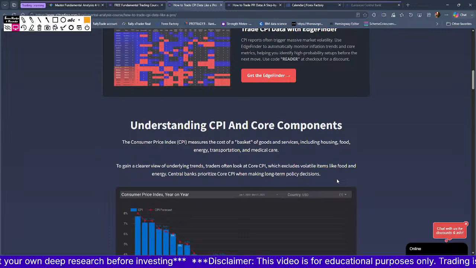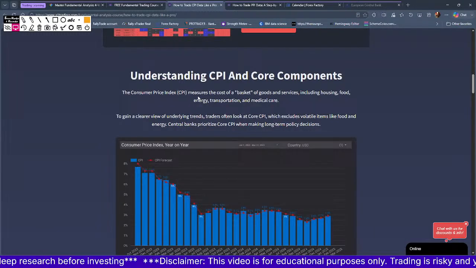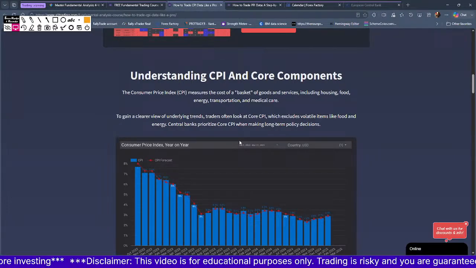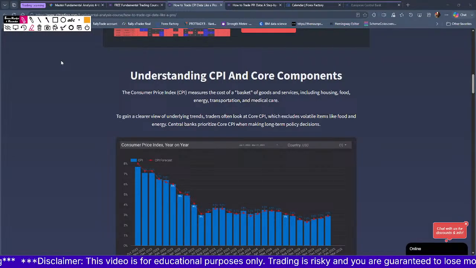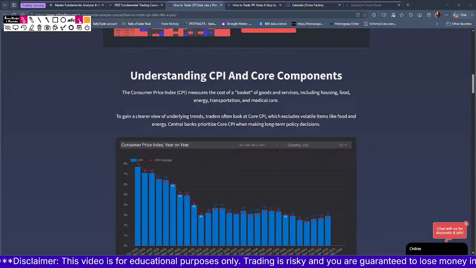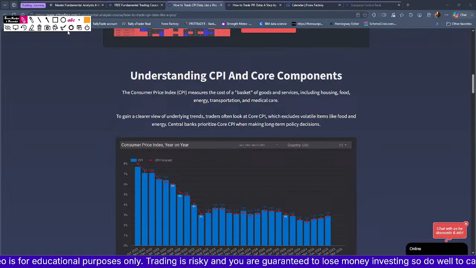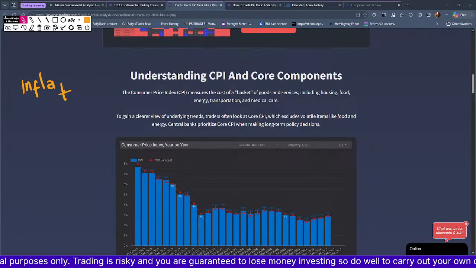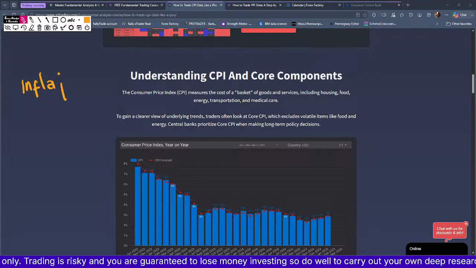Now, understanding CPI and the core component. Before I move into that, I just want to make sure you understand what we're really looking at here. Now, when normal citizens hear the word inflation, they don't feel so happy. There's no happy ending to the word inflation. So when they hear inflation, that was a mistake. I need to go back a little bit.